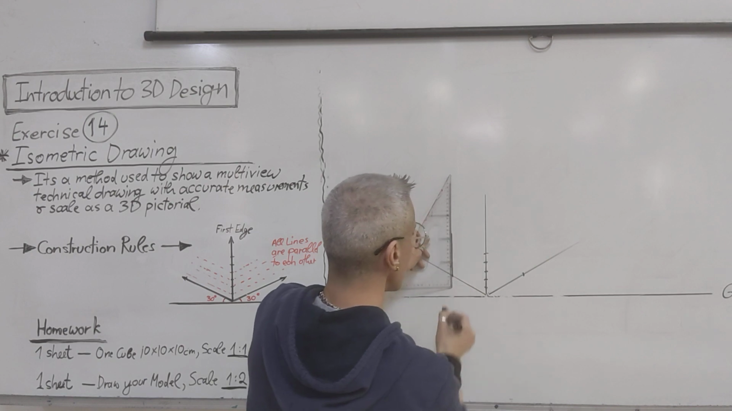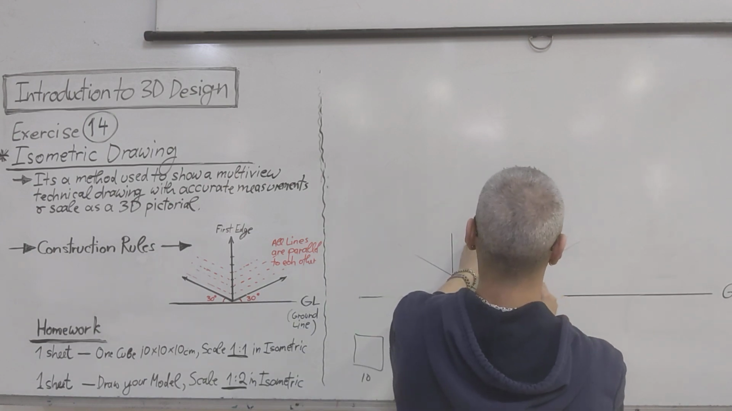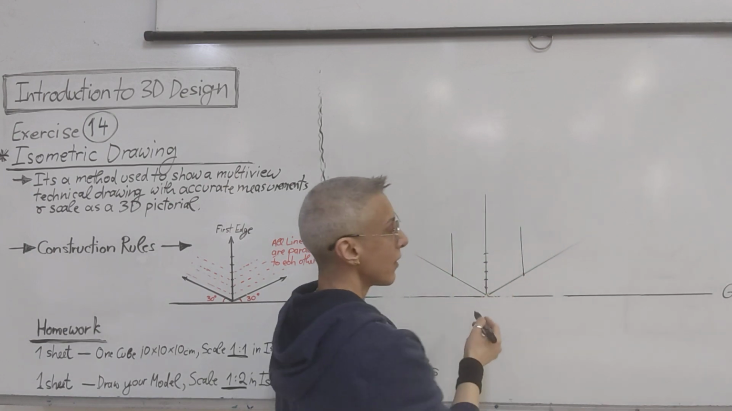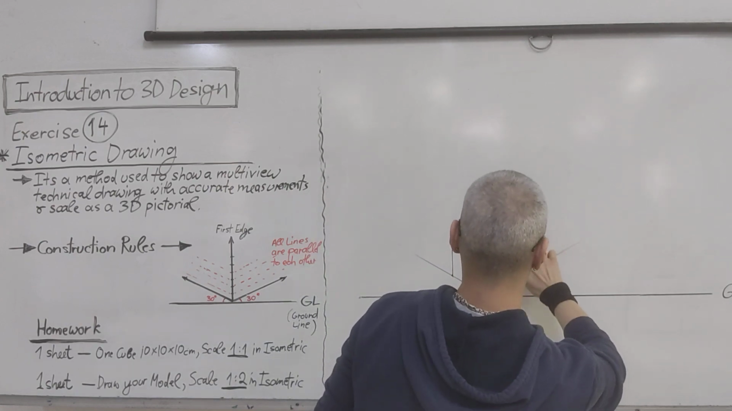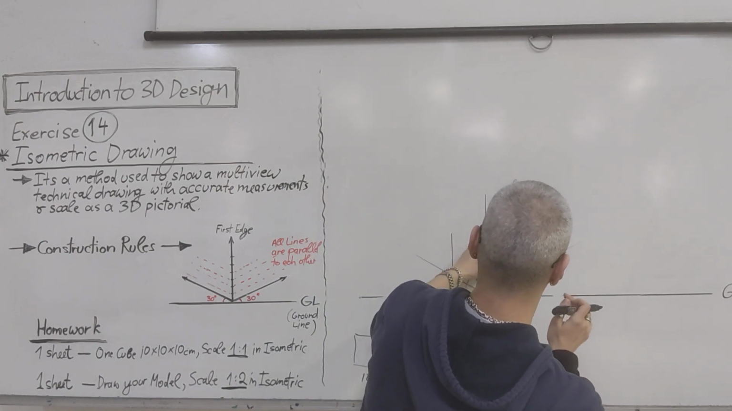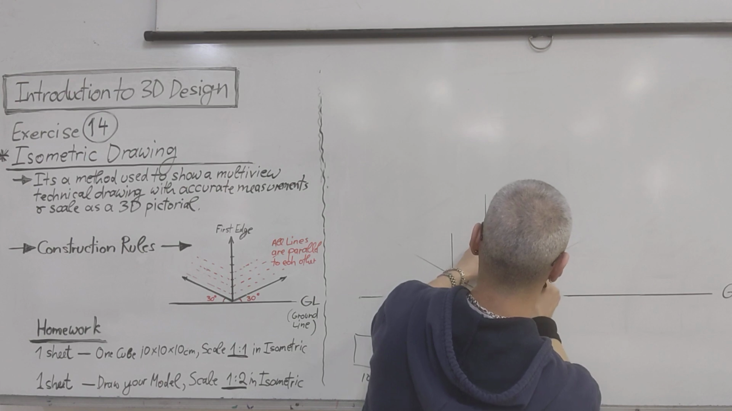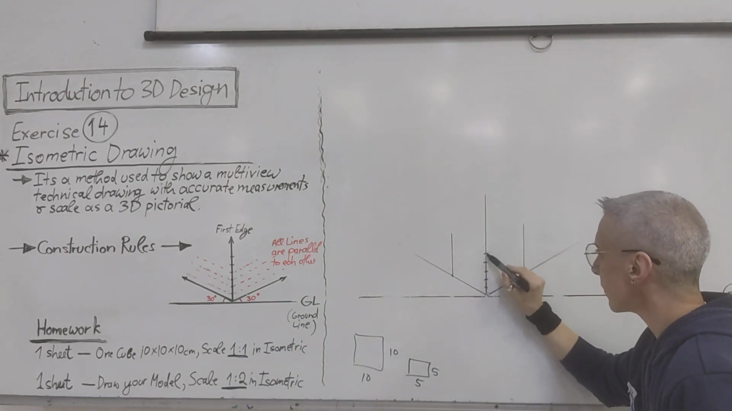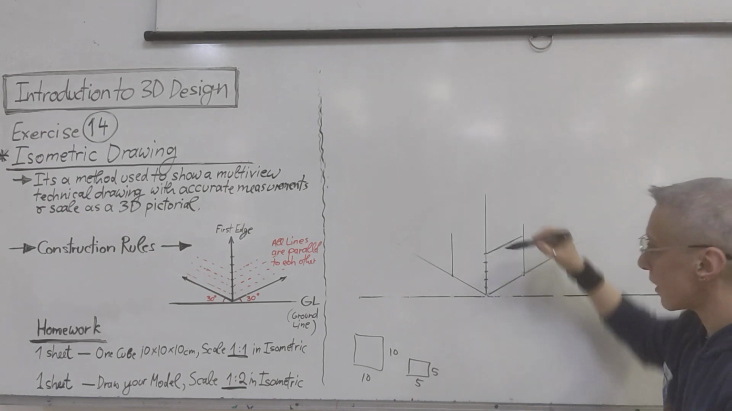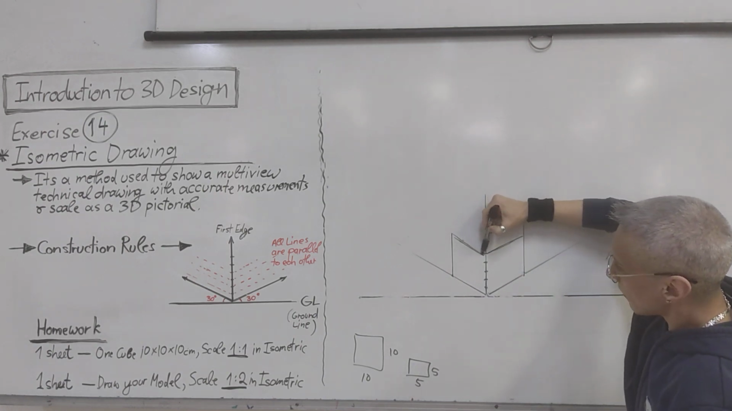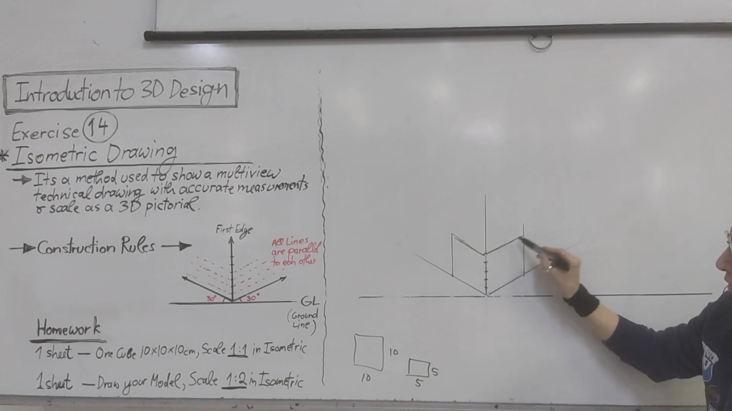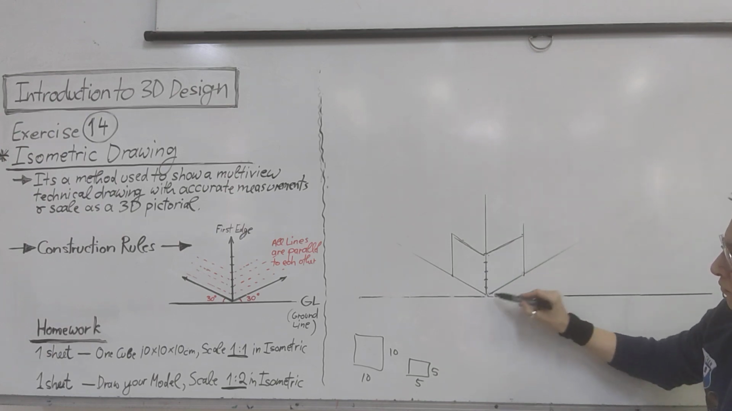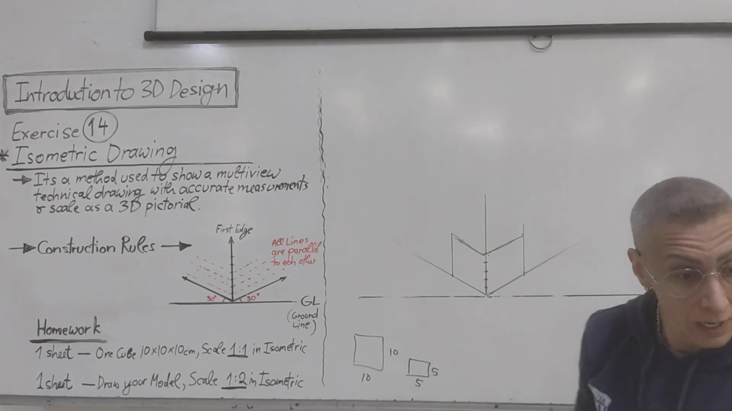So you will draw cube by cube. Then, from this line to this line, this should be parallel to this. This line should be parallel to this, and if we measure, this is also 5, this is 5, this is 5, this is 5. Great.